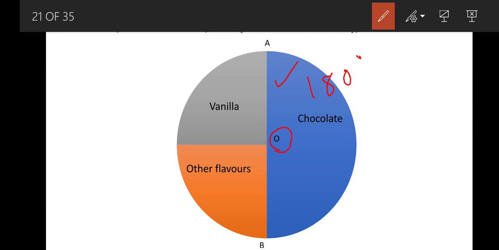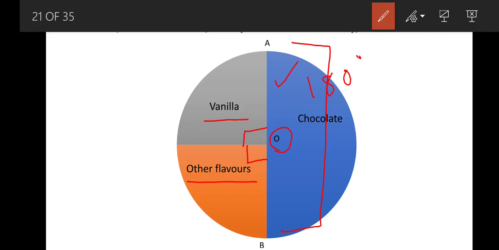So here you can take vanilla flavor also. I have taken other flavors. Here vanilla flavor. This angle is 90 degree, this angle is 90 degree, and I have made 180 degree using a protractor first, and then 90 degree angle will be made by keeping this AB as base. Using the protractor, you are supposed to make the angles and you will be able to get the pie chart.